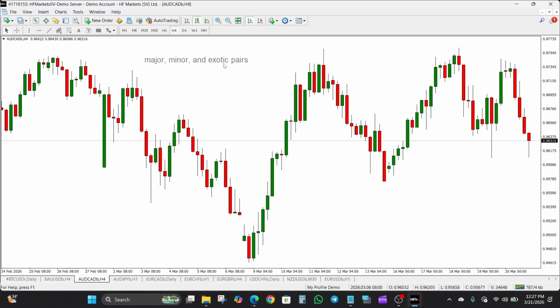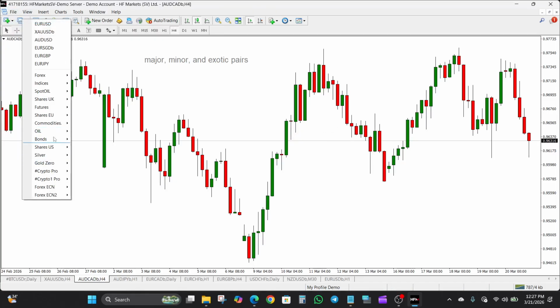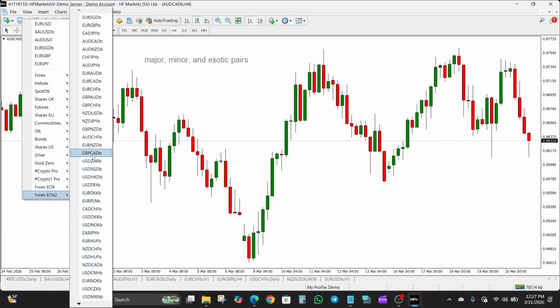Then the exotic pairs involve one major currency and one from a smaller or emerging economy. For example, we have the USD TRY or maybe the Euro ZAR. Let's see if we have some of those exotic pairs here. Yes, we have quite a number of exotic pairs here. You can see they include one strong currency, such as USD MXN, USD CZK, USD CNH, and all of that.